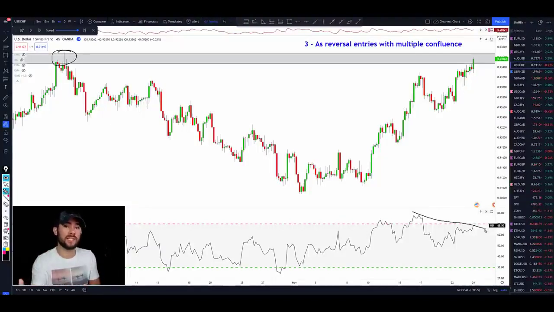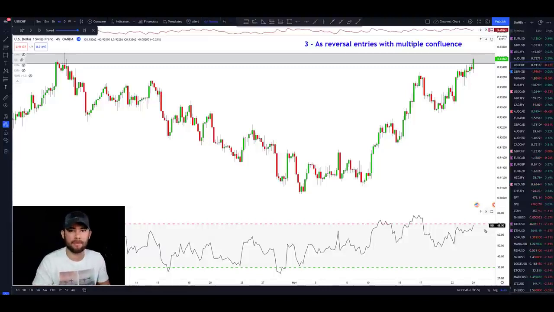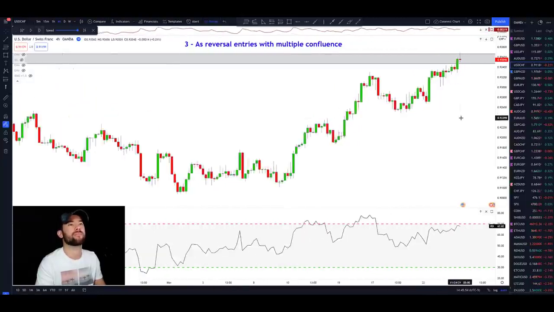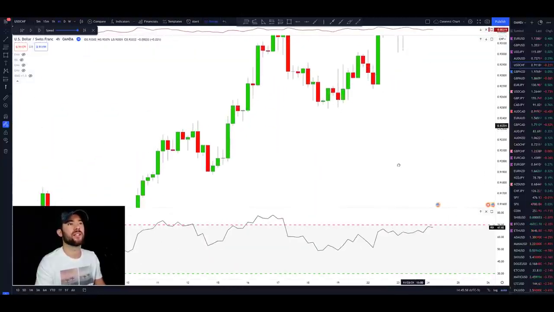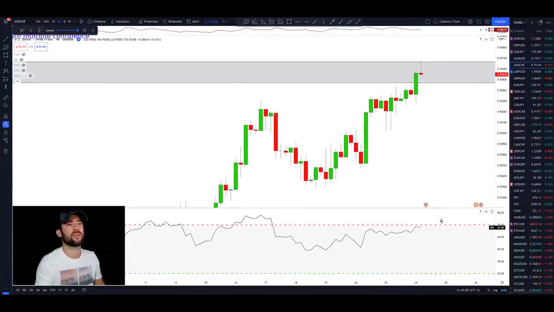Since we have our confluences there, we do have this major level of resistance. We do have RSI divergence. What's the only thing we're missing? That shooting star candle, because we're trying to go short, right? So if I hit play here, you'll see that we in fact do get that shooting star candle.